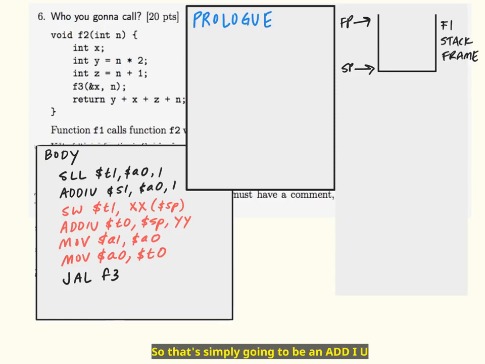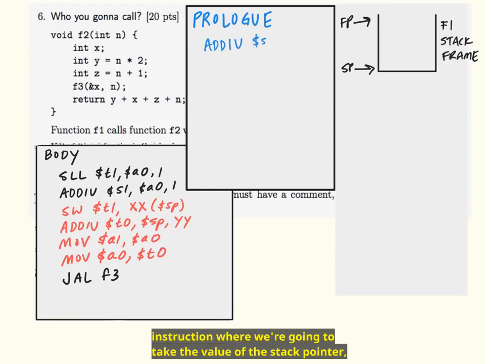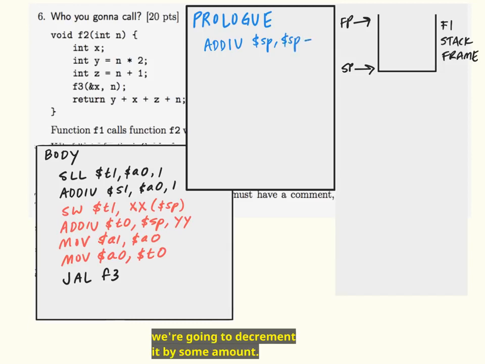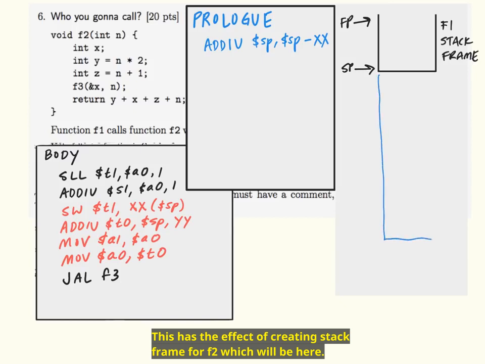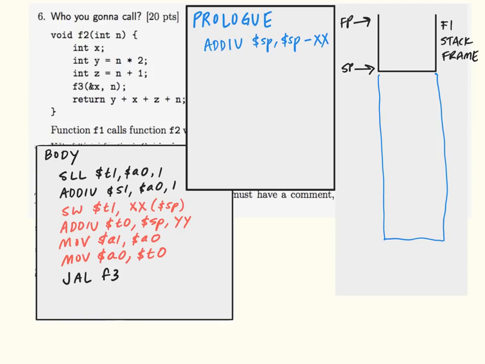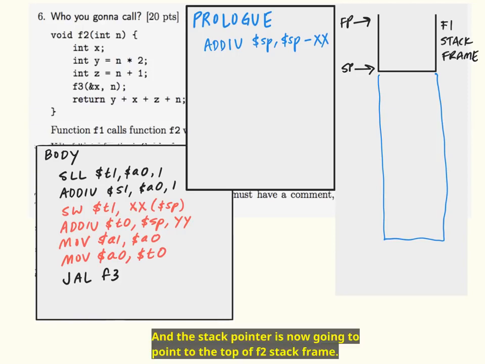So that's simply going to be an addIU instruction, where we are going to take the value of the stack pointer, we're going to decrement it by some amount, and we're not quite sure what the amount is yet, and put the result back in the stack pointer. This has the effect of creating a stack frame for F2, which will be here, and the stack pointer is now going to point to the top of F2's stack frame.